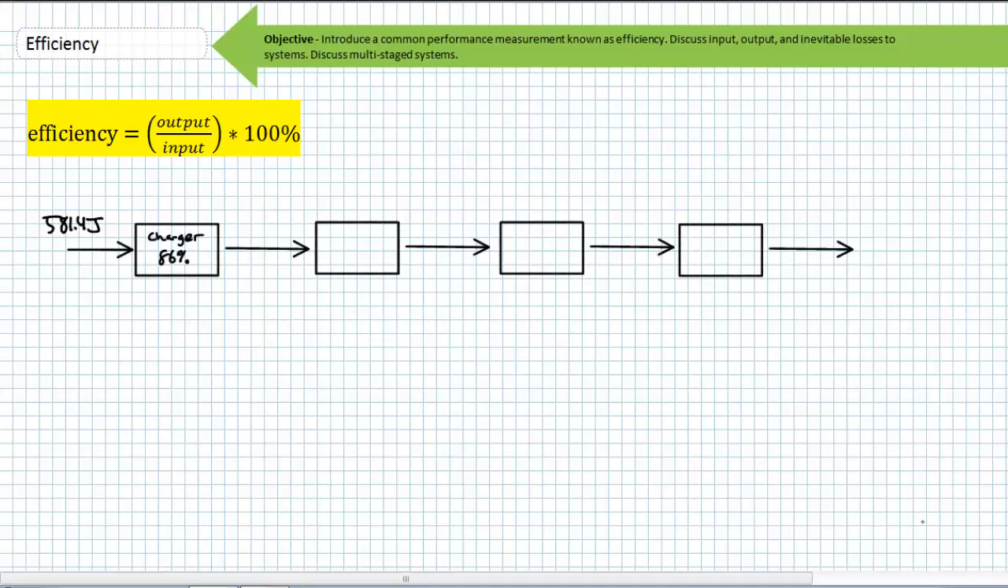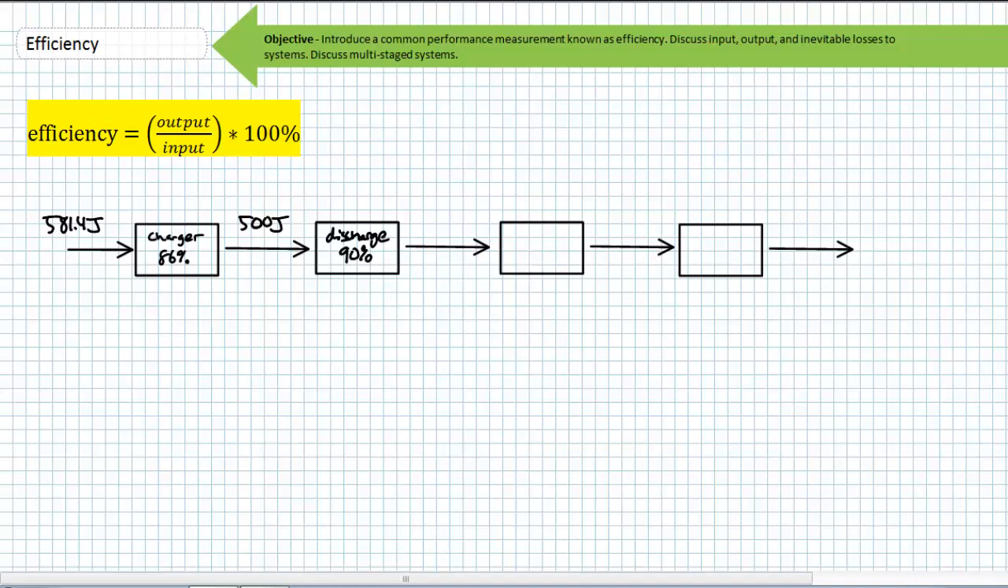In that example, we used a battery charger that was 86% efficient and converted 581.4 joules of input electrical energy into 500 joules of stored chemical energy. If this stored chemical energy was to be withdrawn from a battery in order to run a motor, consider the following scenario. Let's assume the discharge process itself has an efficiency rating of 90%, meaning only 90% of those 500 joules stored in our battery could be withdrawn.